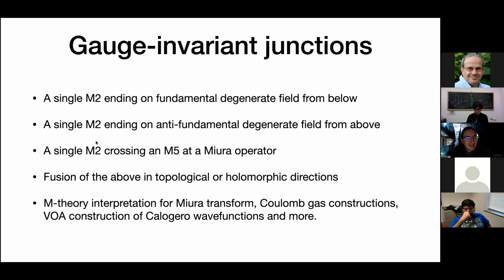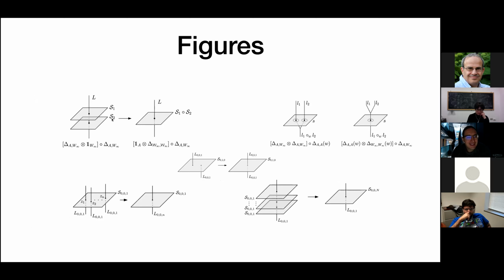Furthermore, once you embed these elementary vertex algebra objects inside this higher dimensional picture, you get a variety of new insights on the properties of these objects. So as I mentioned, things like the Kluemper construction or the Miura transform that really is used to define W algebras, the construction of Calogero wave functions using vertex algebras, and more. All of these can be understood from very basic, almost graphical manipulations of surface defects, line defects, and their junctions. So that's essentially the content of my last paper with Miroslav.